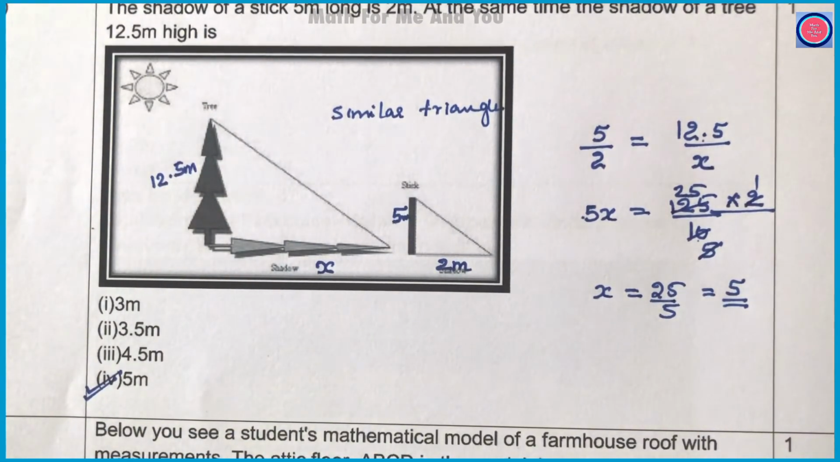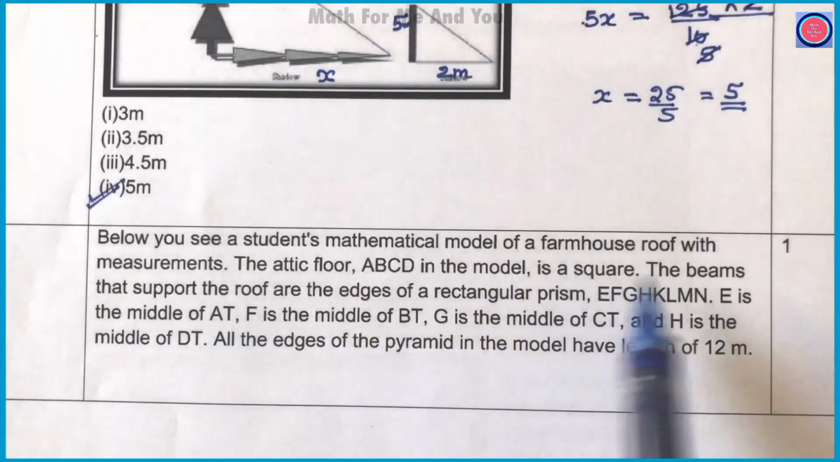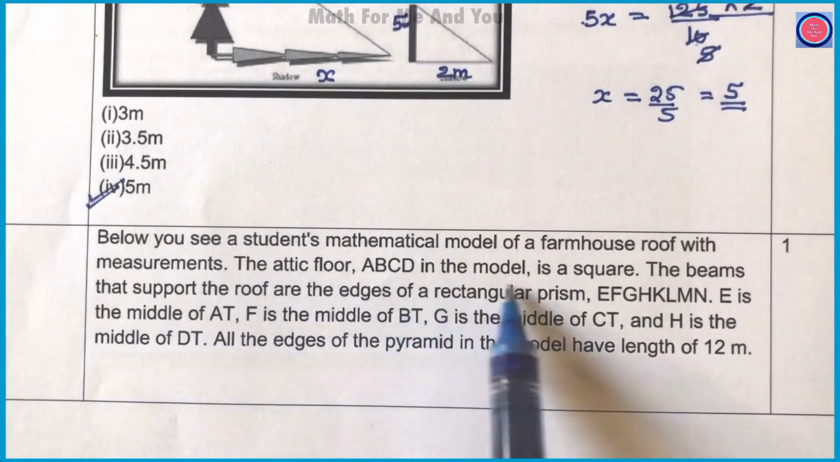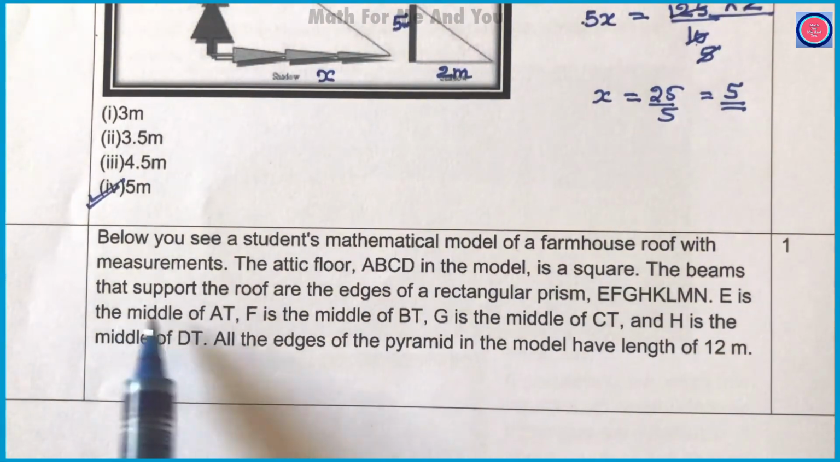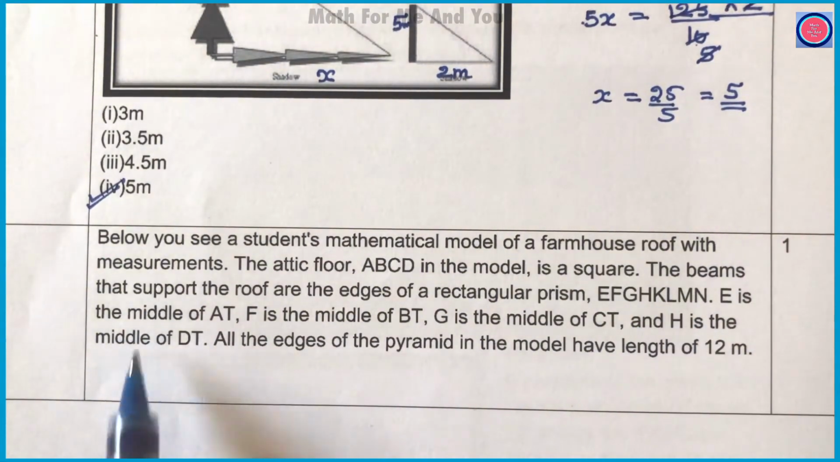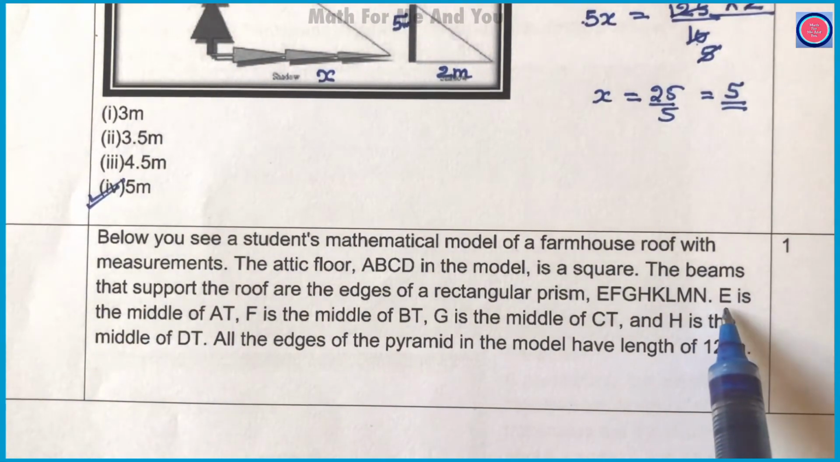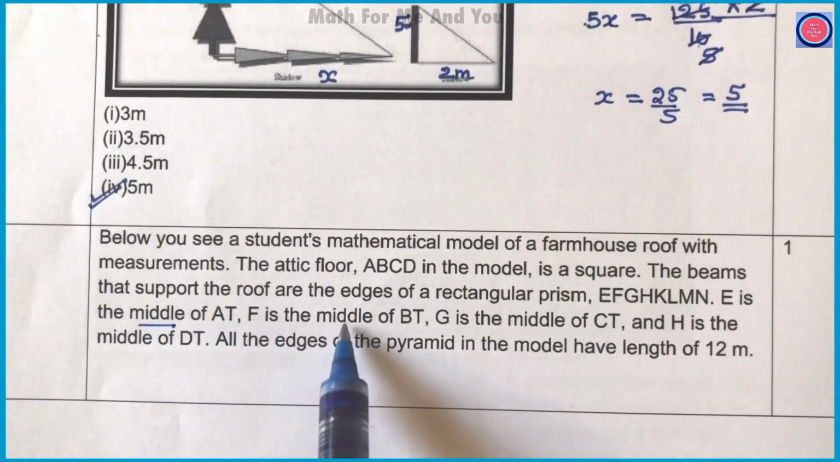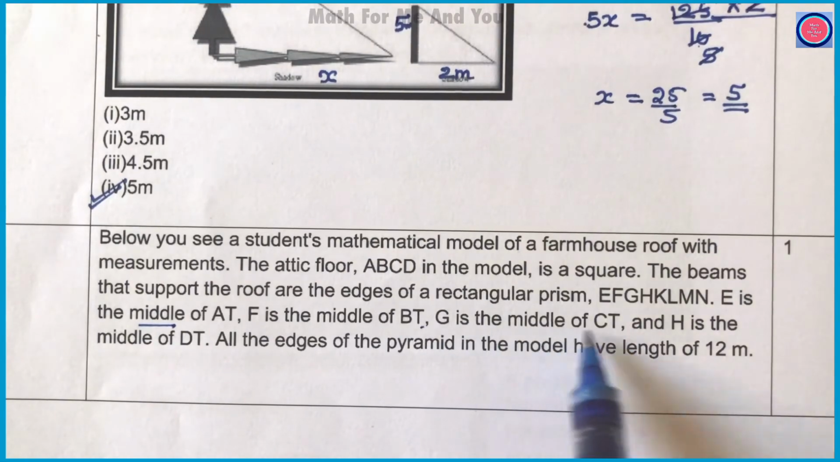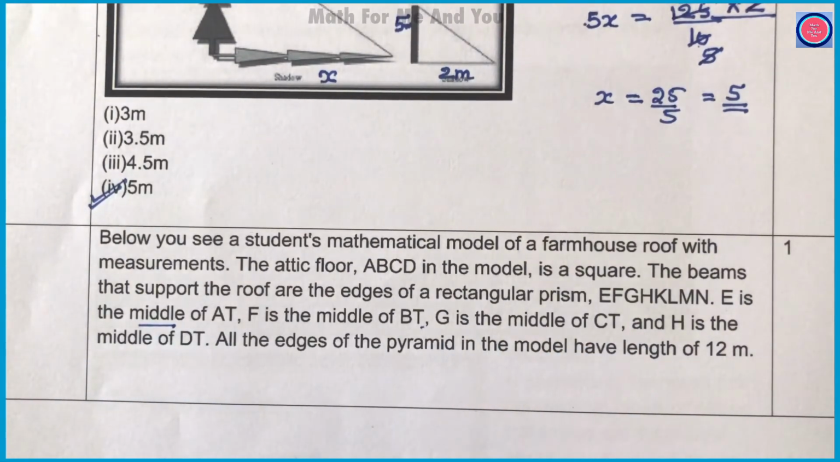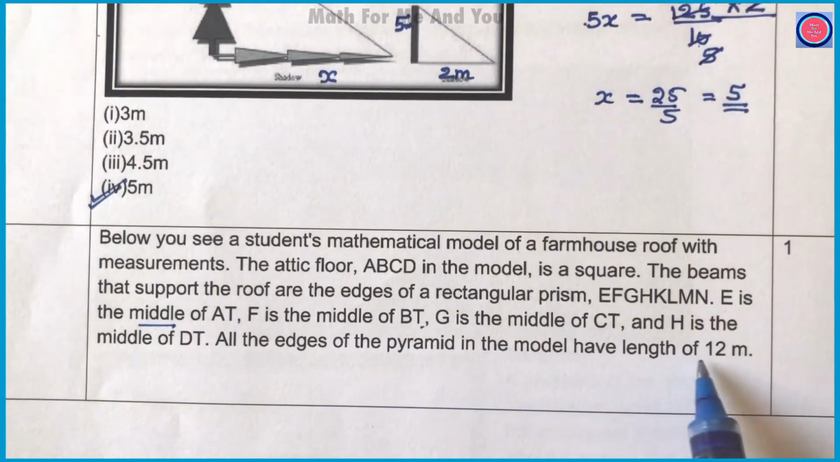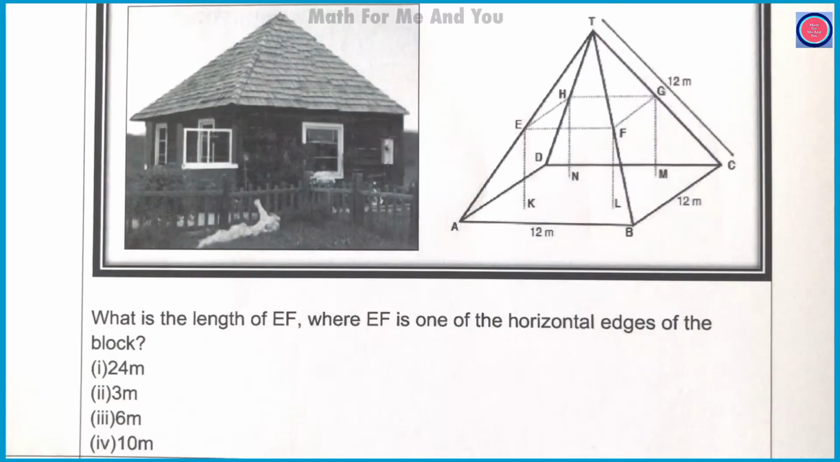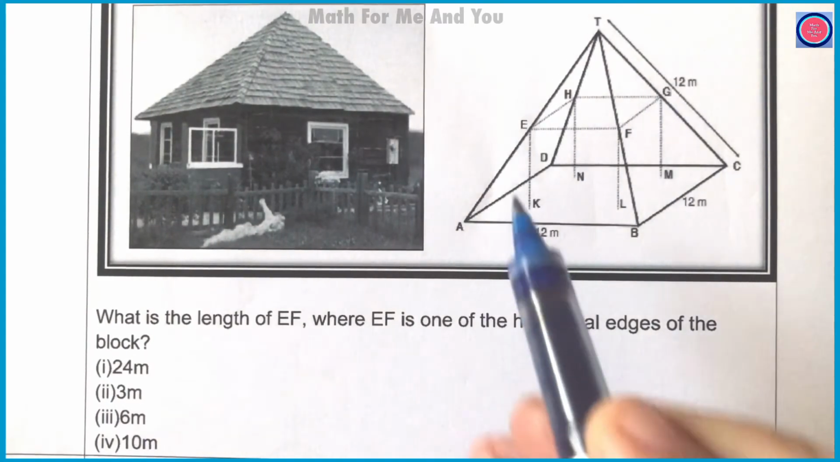Next question. Here something is given. We just go through it quickly. Okay, and then from here we have to start reading carefully. E is the middle of AT. F is the middle of BT. G is the middle of CT. H is the middle of DT. All the edges of the model have length 12 meter.